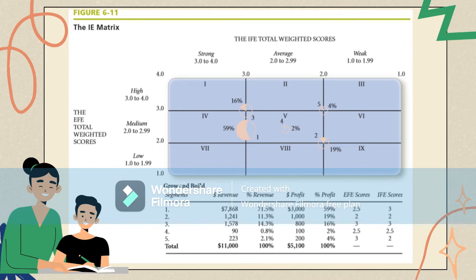Lastly, makikita din natin sa figure that Division 1 has the largest revenues as indicated by the largest circle and the largest profits with 59% as indicated by the largest pie slice in the matrix.